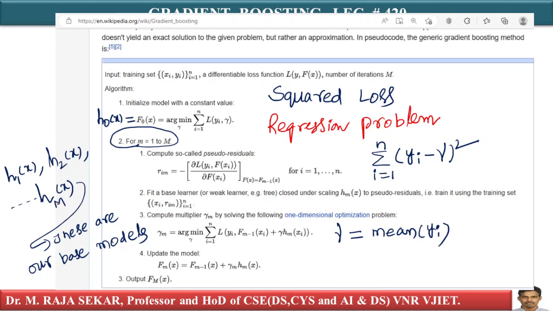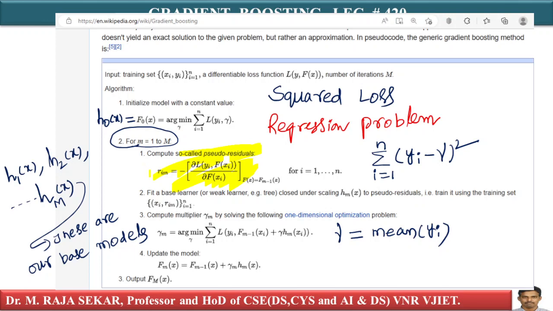First I need to compute the pseudo residual. What is my pseudo residual? Just say this one which we discussed. The pseudo residual rim is minus of dou L of yi comma f of xi by dou f of xi. We learned pseudo residuals. It is the negative of the gradient. Gradient means derivative, isn't it? Here you have the negative of the gradient of the loss function with respect to f of xi, with f of x equal to f m minus 1 of x.